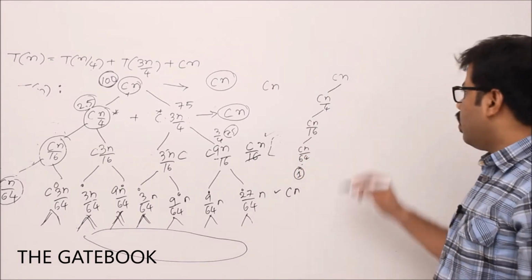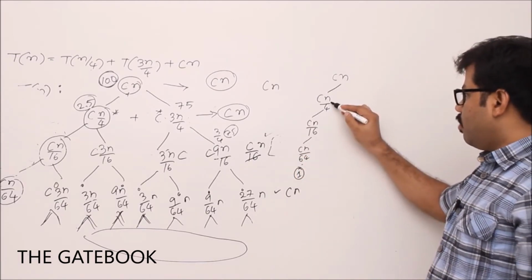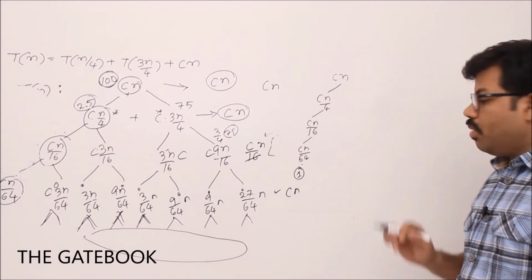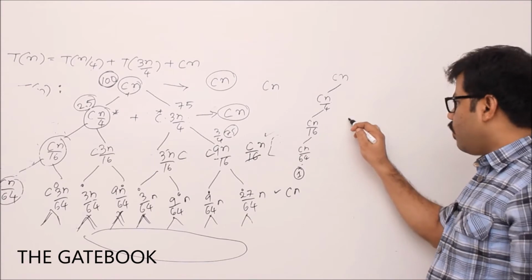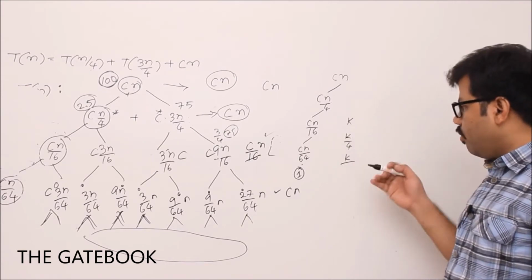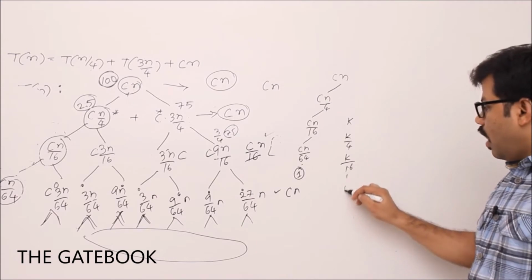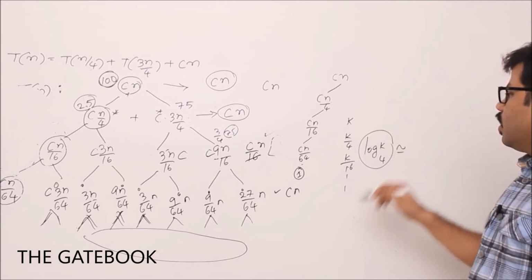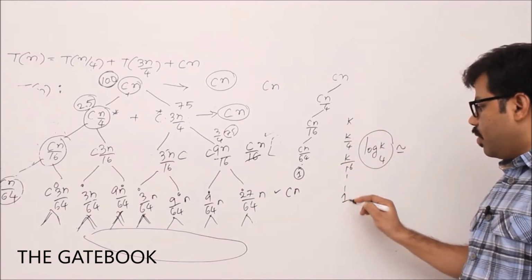When it will become 1, if you see, Cn, n by 4 by 4 by 4 by 4. Every time you are doing by 4. You remember one thing, one shortcut. Whenever you have some value k, every time if you divide by 4, after log k base 4 iterations approximately, this k is going to be 1, remember.